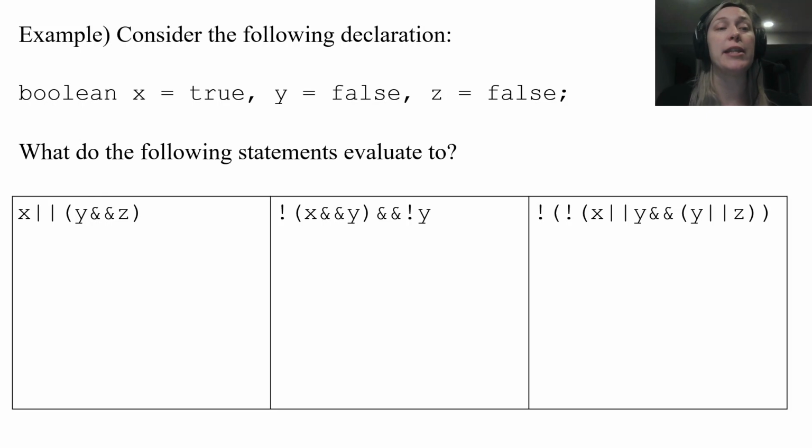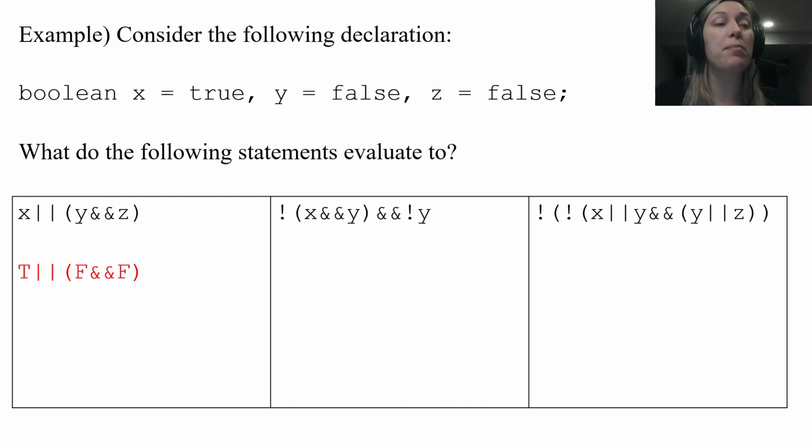What I like doing to evaluate these is actually plugging in what those values are, right? So for this first one, plugging in T for X because it's true, F for Y because it's false, and F for Z because it's false. And then going through and evaluating these. So this first one, I would do parentheses first, false and false evaluates to false, right? And then you're left with true or false, which evaluates to true. Okay. So when you have those set values, you don't need a truth table. If you didn't have set values, that's when a truth table would be useful here.